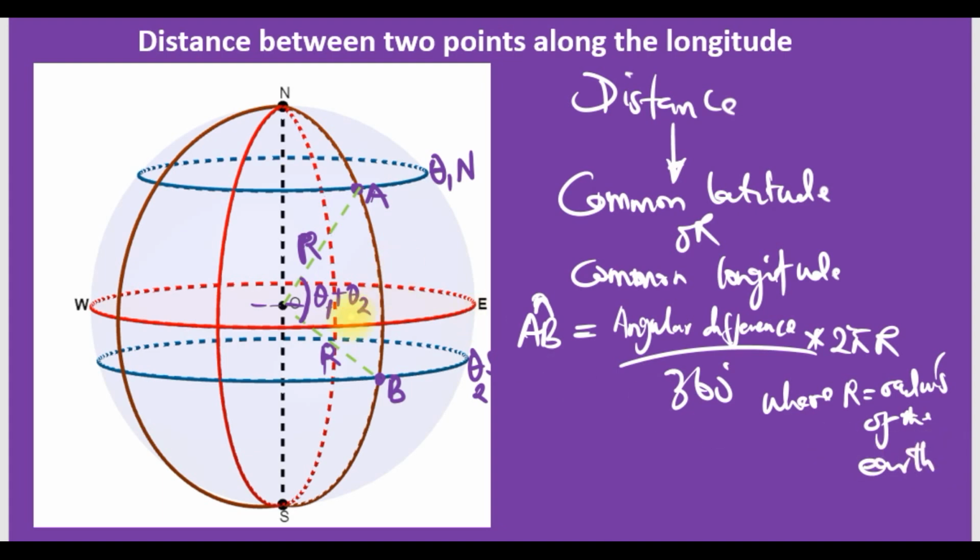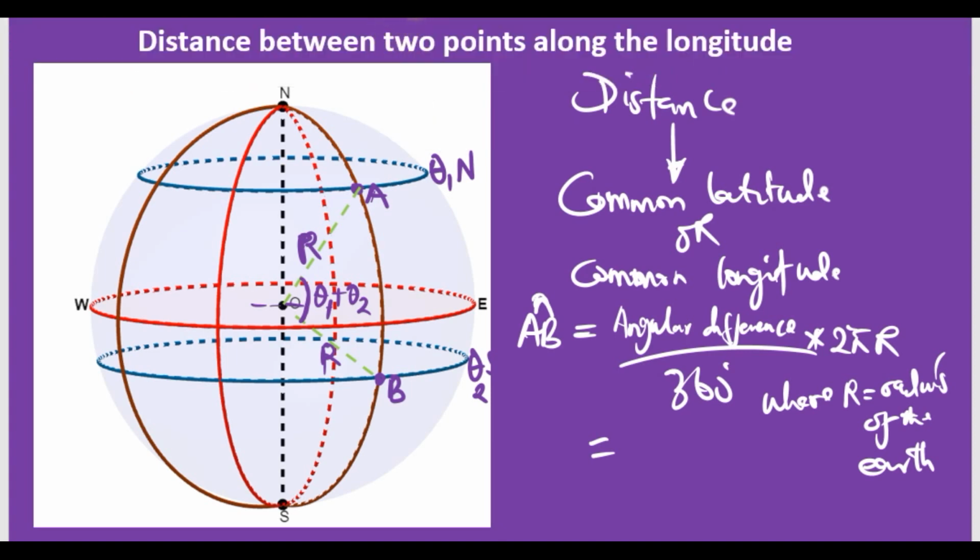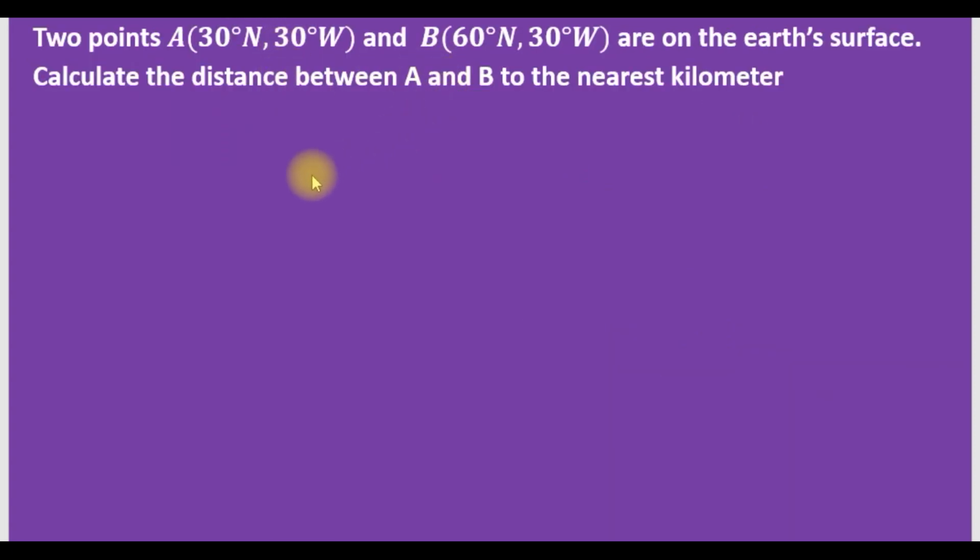So that's it. It depends. If they are of the same hemisphere, so assuming I draw, okay, maybe let me use the equation to explain that. Okay, look at this question. They say 2 points A and B are on the earth's surface. Calculate the distance between A and B to the nearest kilometer.